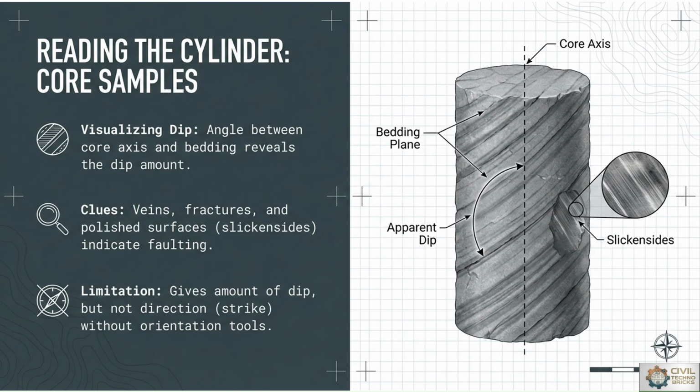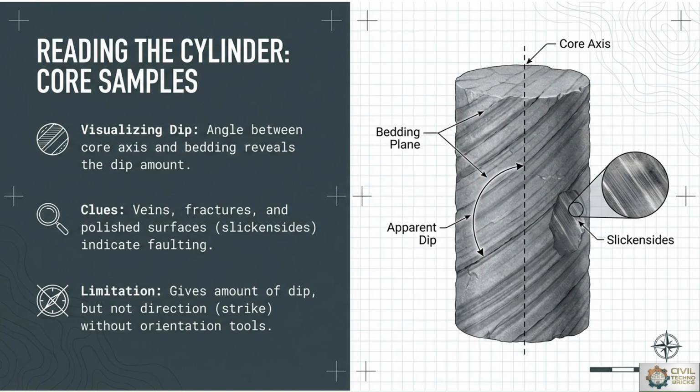Reading the cylinder or the core sample, we core out the cylinder from that rocky layer by using rotary drilling to visualize the geological components like dip, where the angle between the core axis and bedding reveals the dip amount, which gives clues like veins, fractures, and polished surfaces, just like slickensides, indicating the faults for that sample.